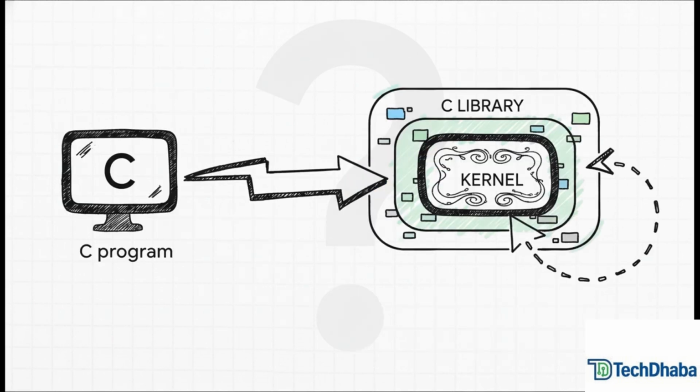That's the big mystery we're going to unravel today. We're going to follow a single malloc call on its wild ride, from the C code you write all the way down into the depths of the Linux kernel, and then all the way back up.